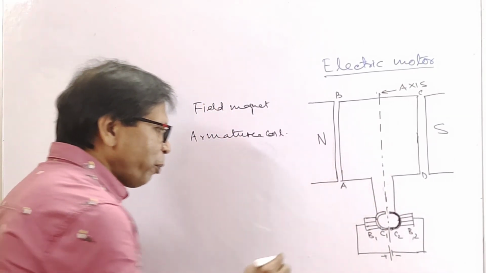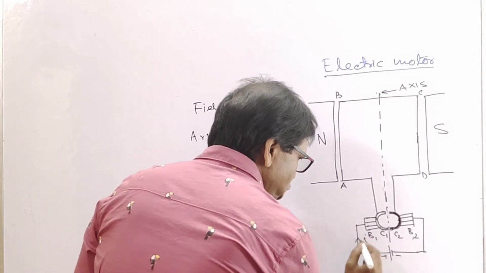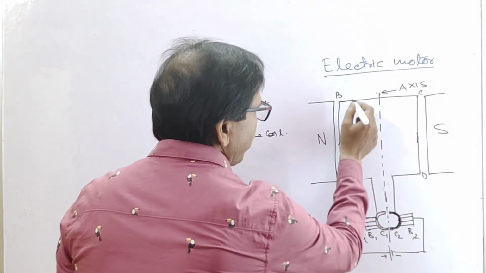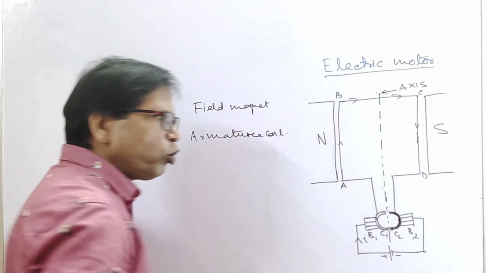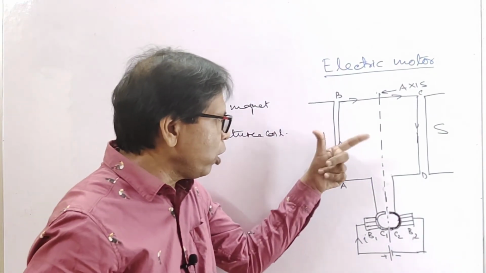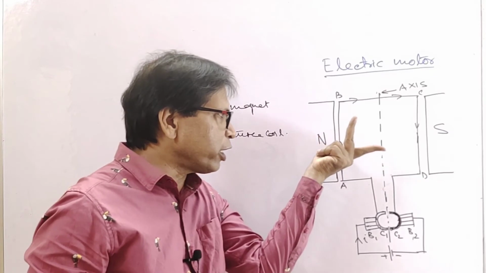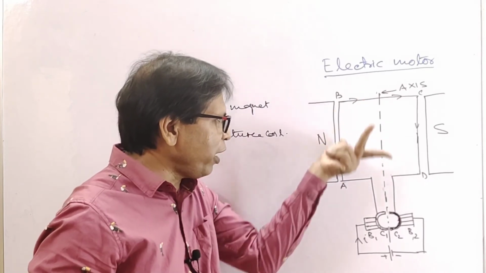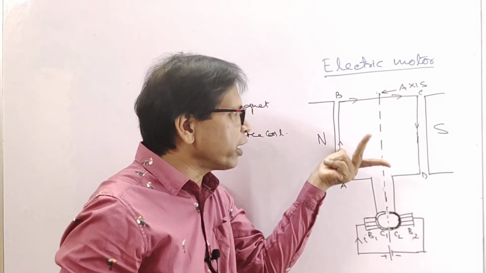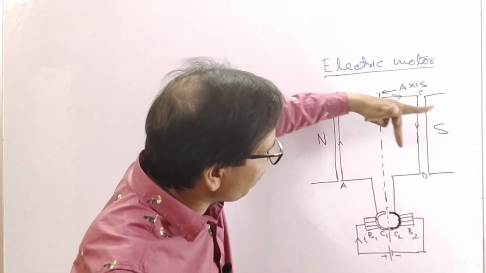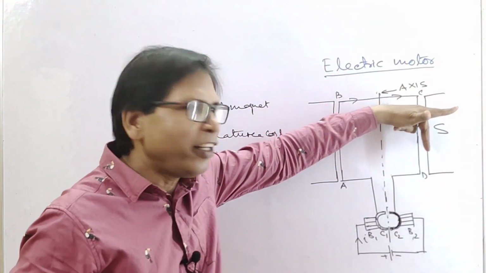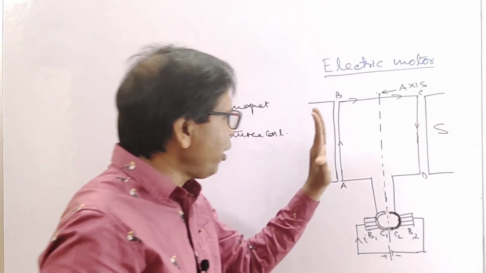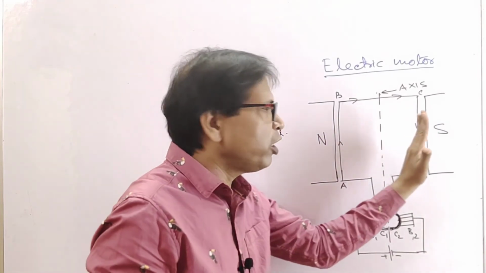Now, look at this. Suppose initially current passes in this direction. So the current passes from B1 to C1, and then along this path. According to Fleming's left hand rule, this is the magnetic field, this is the direction of current, so this is the force. The force is in the inward direction. So AB experiences force in the inward direction. Now, what about CD? This is the magnetic field, this is the current, and CD experiences an outward force. So AB experiences an inward force and CD an outward force.